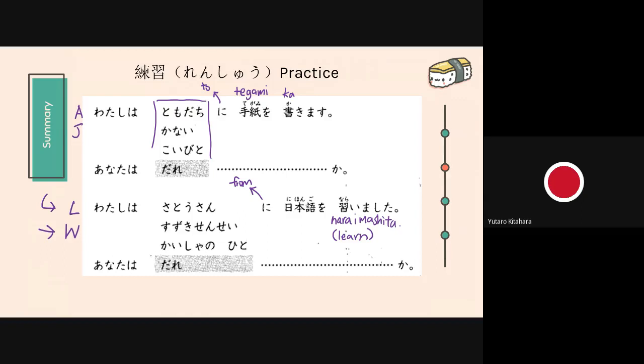Okay, kaisha no hito, your colleague, or company's person, can be someone from the same company, or my colleague. I learned Japanese from my colleague. Okay, simple. So that's actually summarizing what we learned in lesson 9. Very easy. The only thing is particle ni, that's all. Without this whole portion, your sentence still works. It's just I write letter, I learn Japanese language, right? Without the recipient or the source.